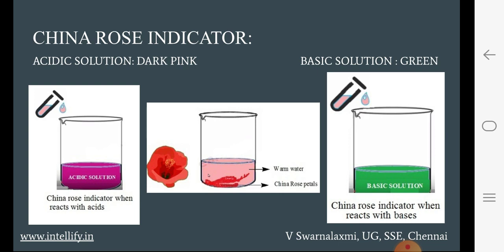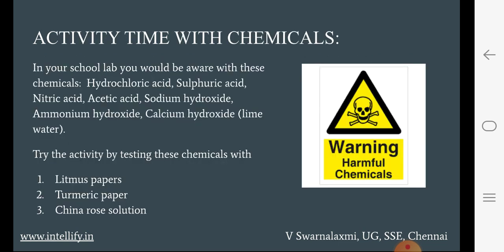So what happens over here is, when you use this China rose indicator in order to distinguish between acid and base, there is a magic happening over here. When you mix China rose indicator with acids, the color of the acid solution turns dark pink in color. Whereas when you mix the basic solution with China rose indicator, it turns green in color. Magic? Excited to know more about it? Come along with me.